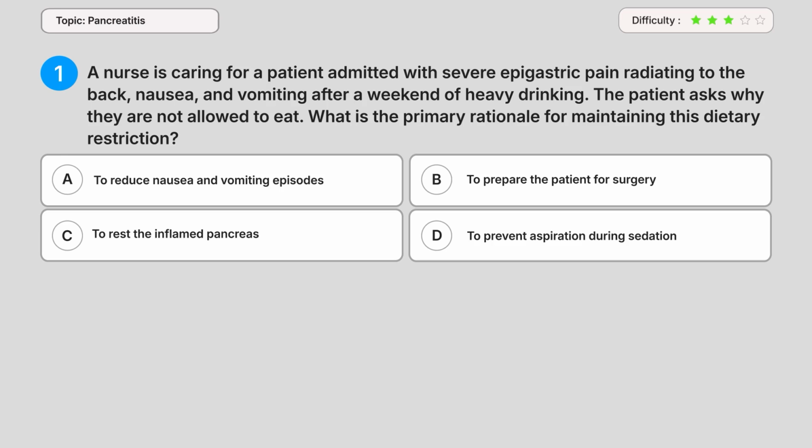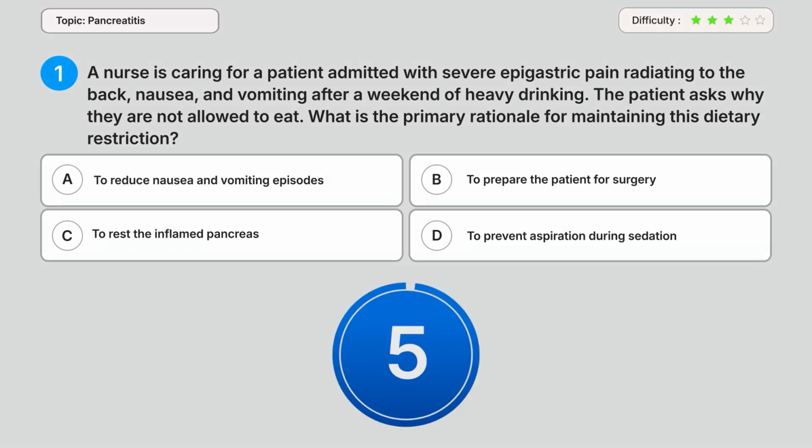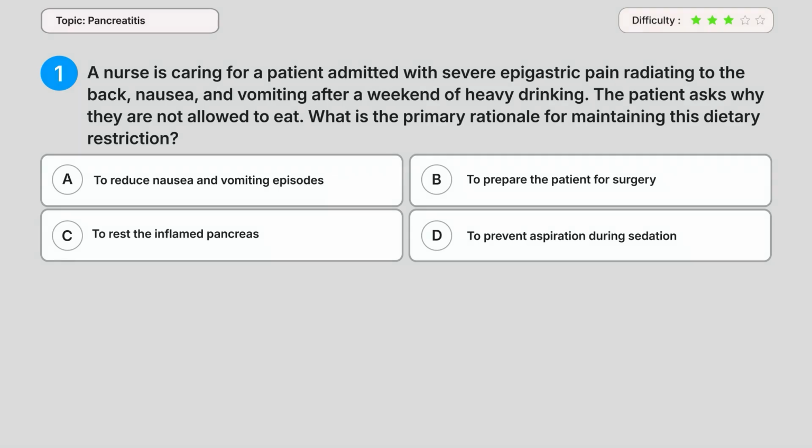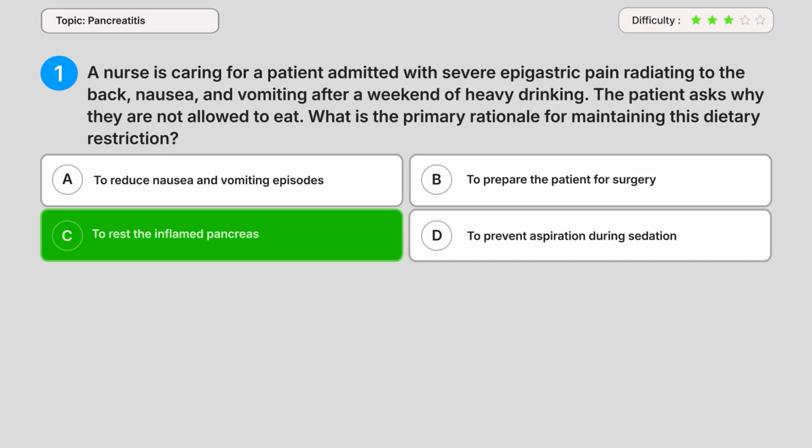A. To reduce nausea and vomiting episodes. B. To prepare the patient for surgery. C. To rest the inflamed pancreas. D. To prevent aspiration during sedation. Can you guess the answer? Correct answer. C. To rest the inflamed pancreas.